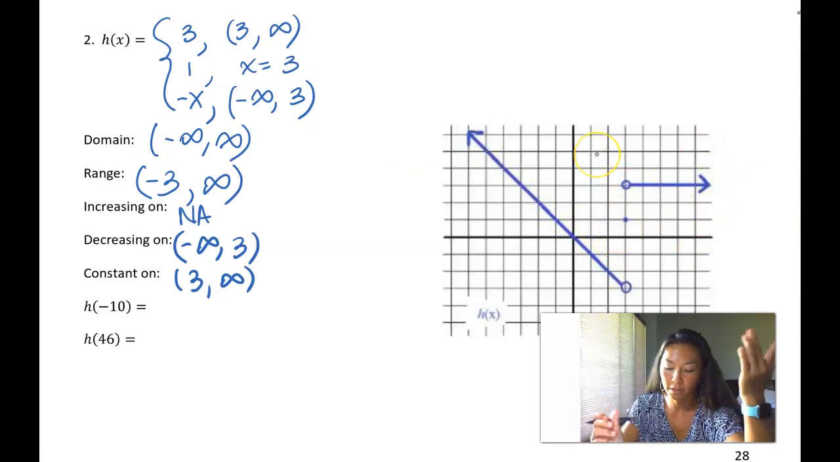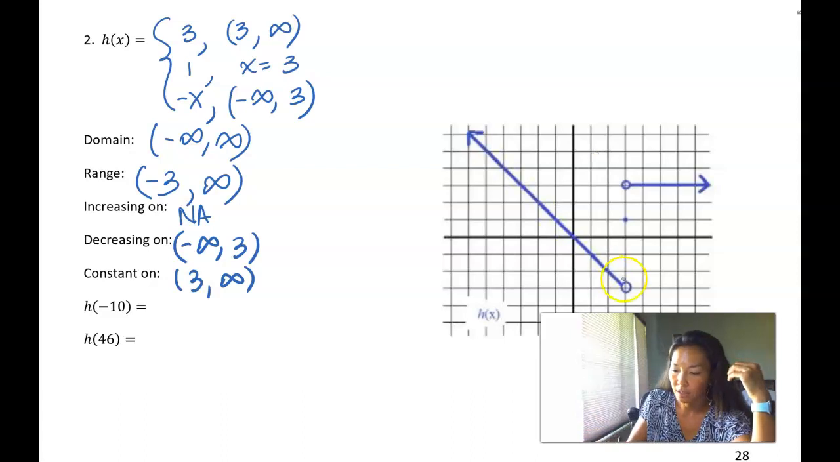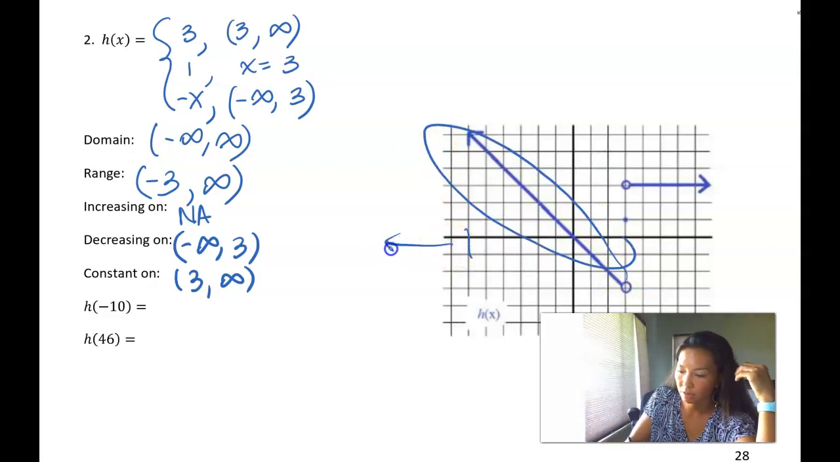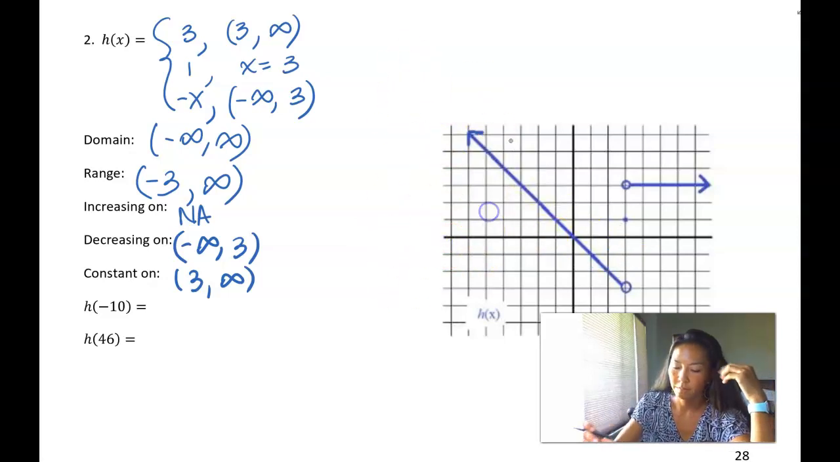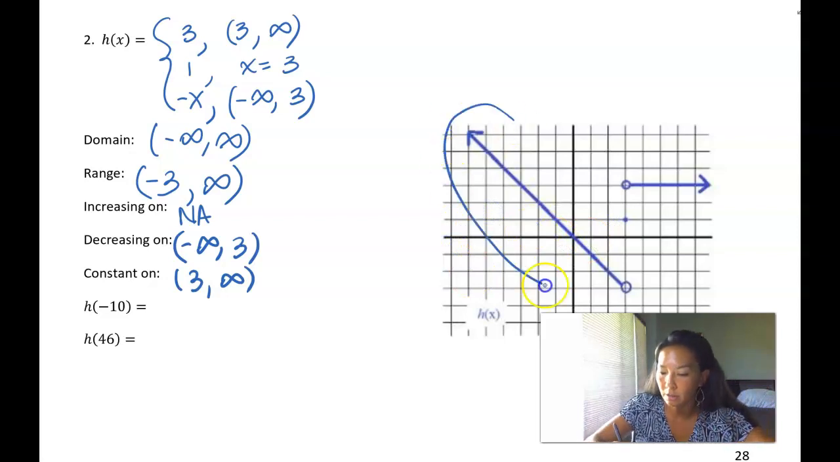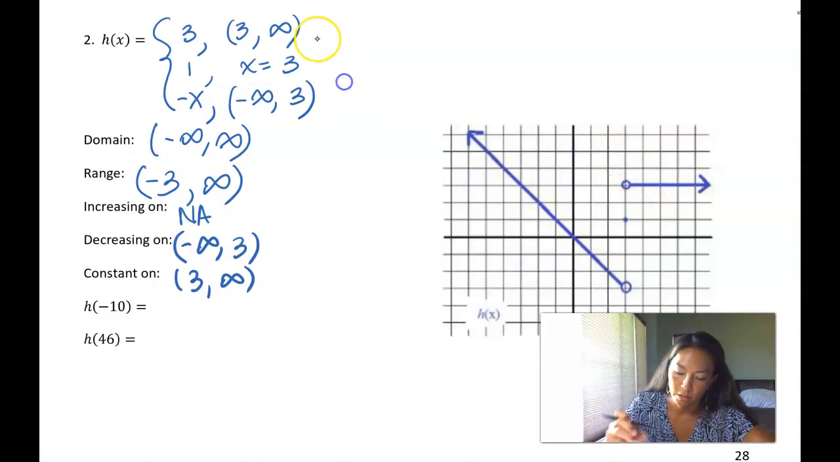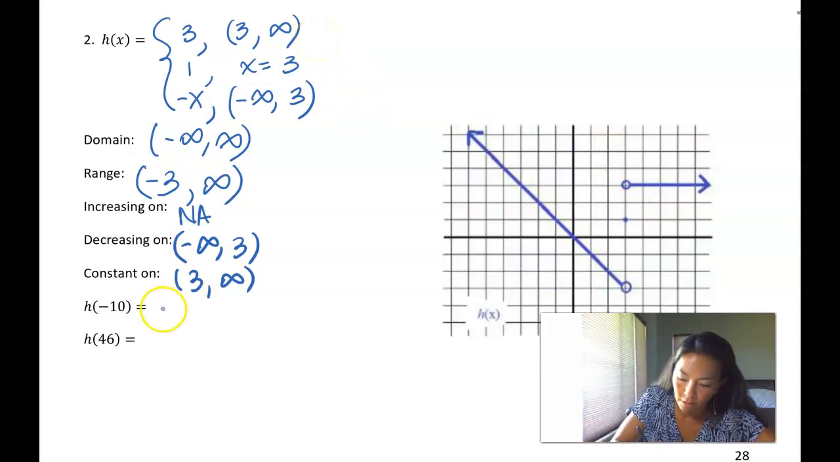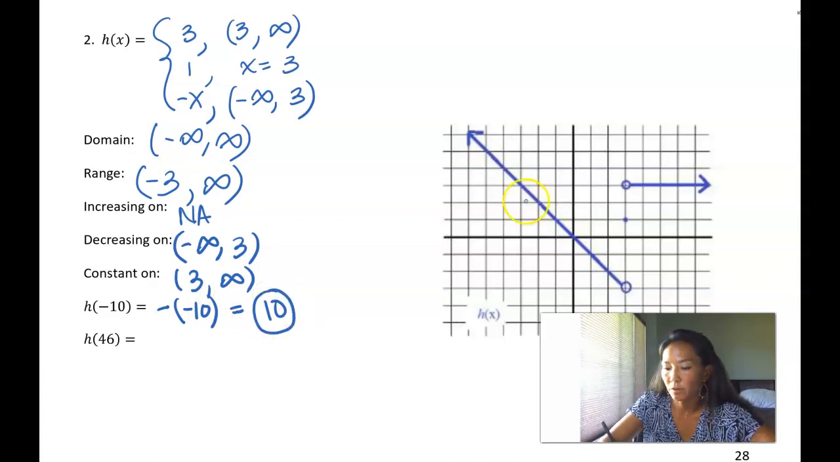Okay, so let's now practice what's h of -10 and what's h of 46. So -10 is along this area. Yeah, -10 goes out that way. So I'm going to plug it into which function? I'm going to plug it into this piece, okay? And that's this one right here. So h of negative 10 is going to be negative 10, which is going to be a positive 10. Okay, so if you continue, we got negative 10 out here, you're going to get 10 as your y value. It's going to completely go up there.